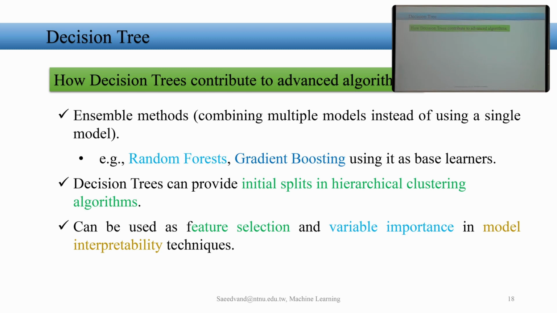So now we can answer how decision trees contribute to advanced algorithms. One of the points is ensemble methods. Up to the previous slide, we saw how decision trees can solve problems. Now we ask whether there are advanced techniques that we can use decision trees inside. The answer is yes, we can. One of them is ensemble methods.